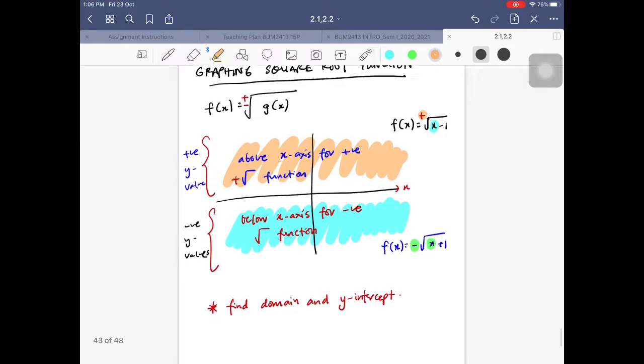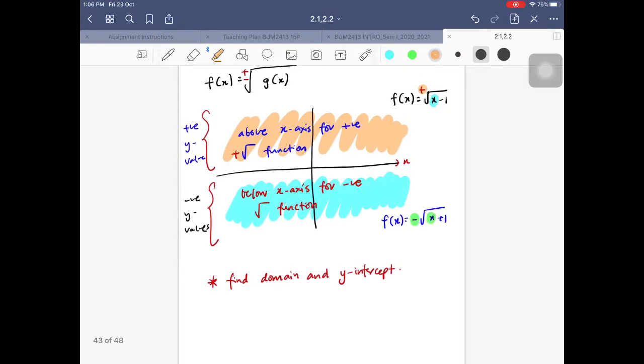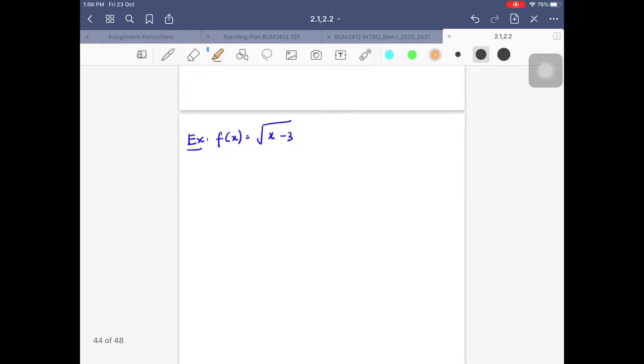For the case of square root function, you only need 2 elements in order to sketch the graph. You only need to find the domain, so where the graph starts, and the y-intercept. So those are the only 2 elements that you're going to need. I'm going to show you by using this example right here.